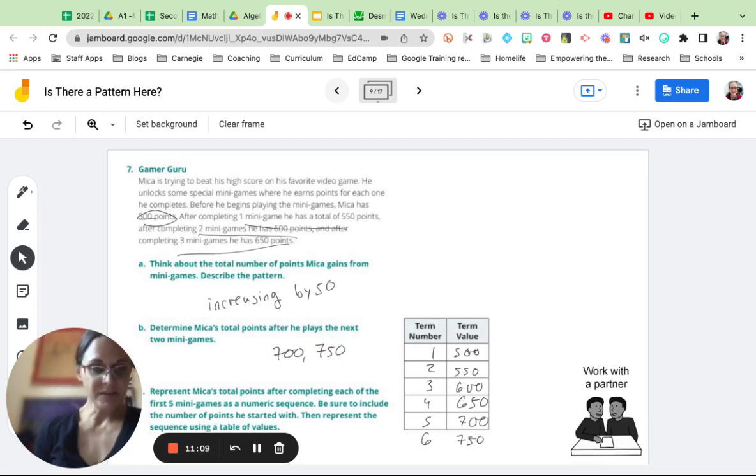And we could represent that with a table or with a list. This is a real world sequence. He starts with 500 and it increases 50 points for each game.